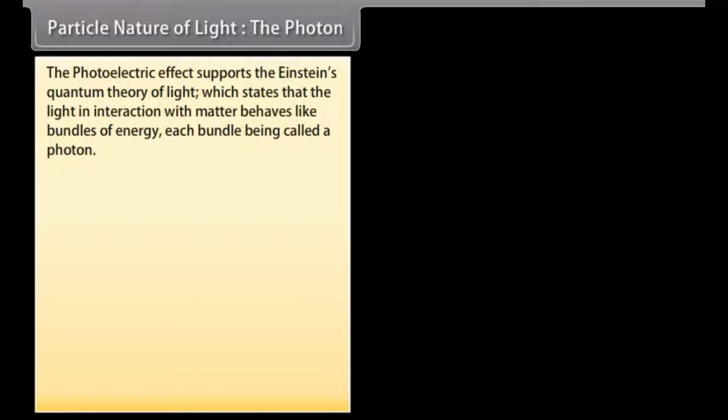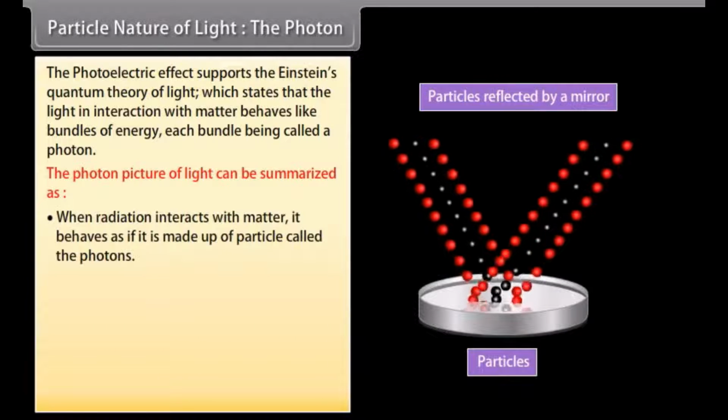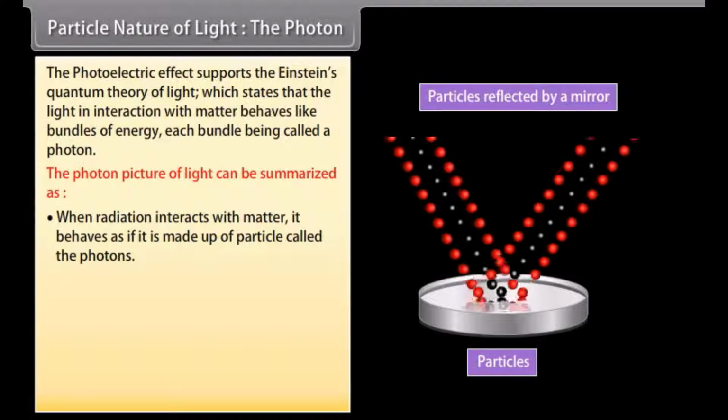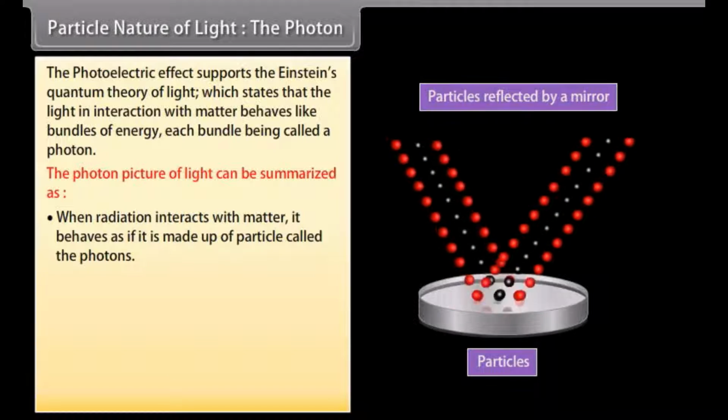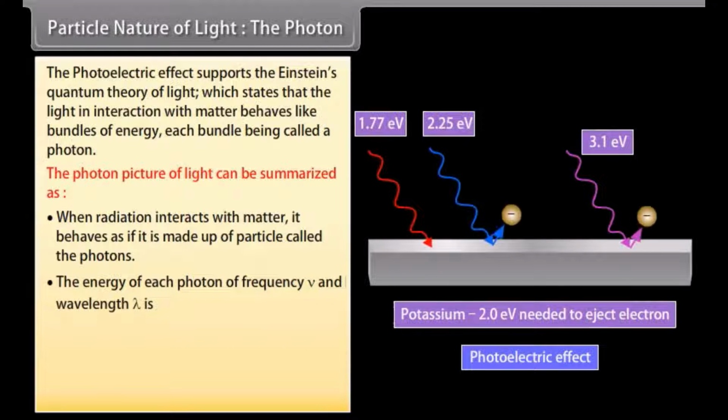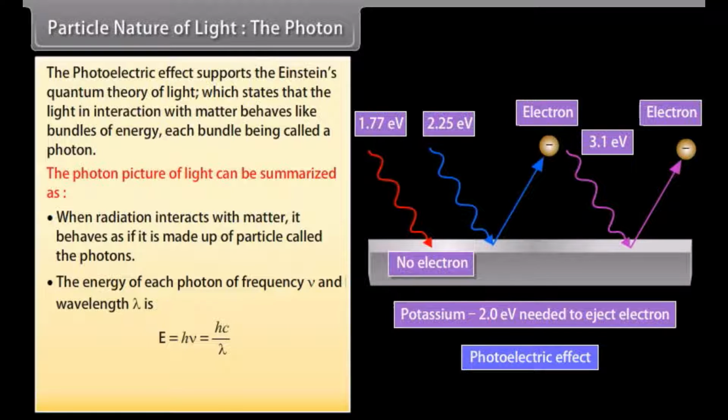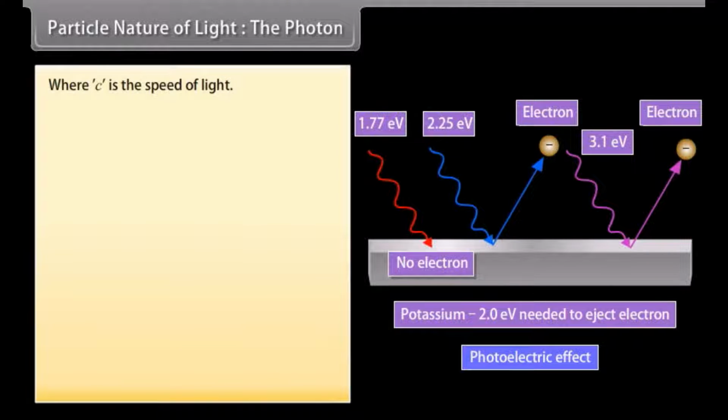Particle nature of light, the photon. The photoelectric effect supports Einstein's quantum theory of light, which states that light in interaction with matter behaves like bundles of energy, each bundle being called a photon. The photon picture of light can be summarized as: when radiation interacts with matter, it behaves as if it is made up of particles called photons. The energy of each photon of frequency ν and wavelength λ is E as hν, which is equal to hc by λ. The momentum of a photon p is equal to hν by c, which equals h by λ, where c is the speed of light.